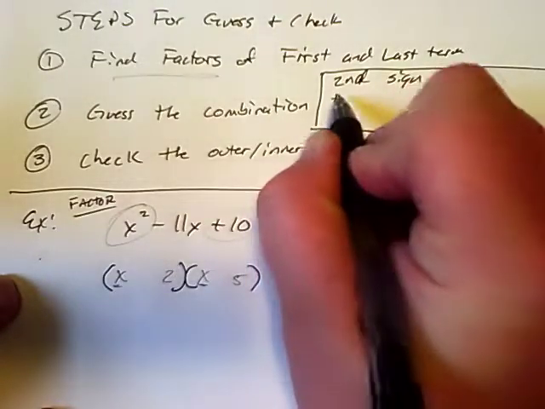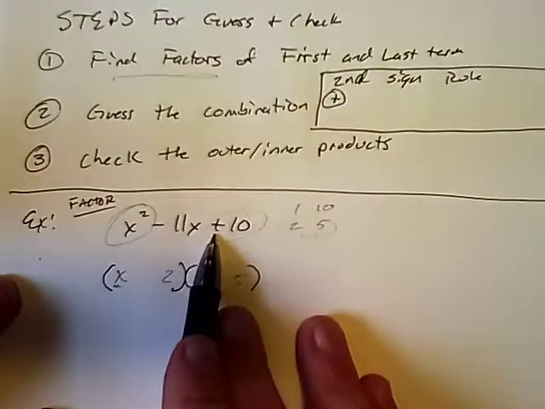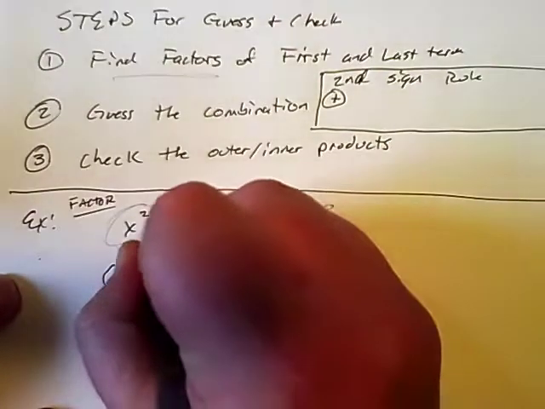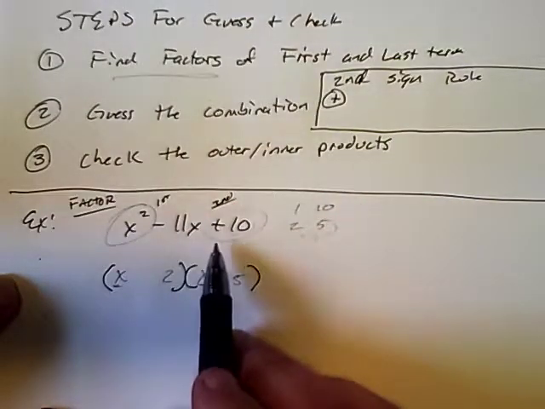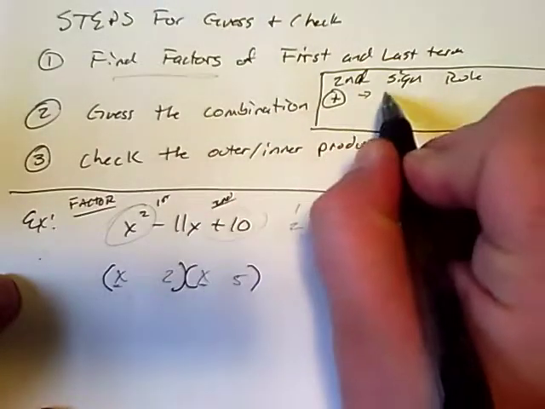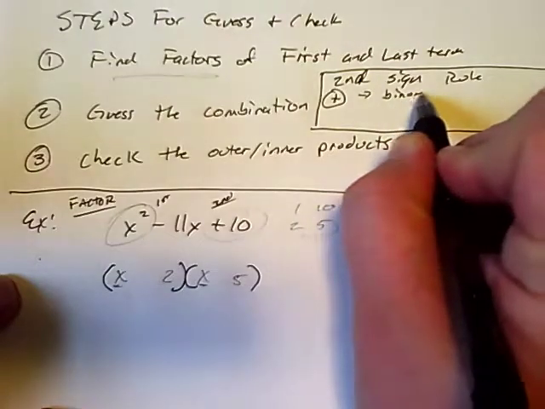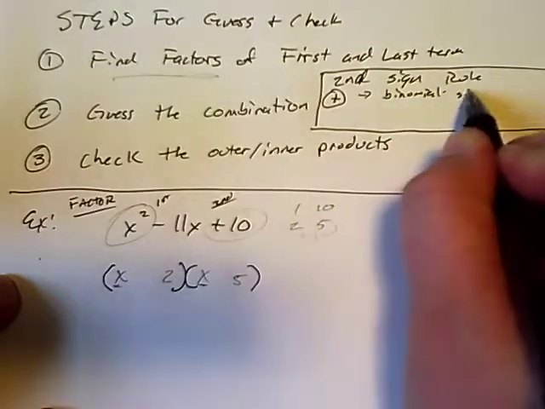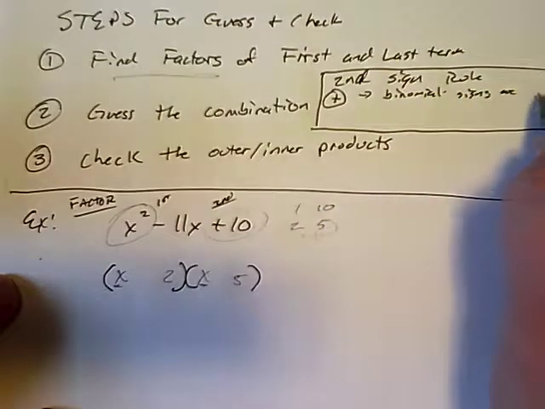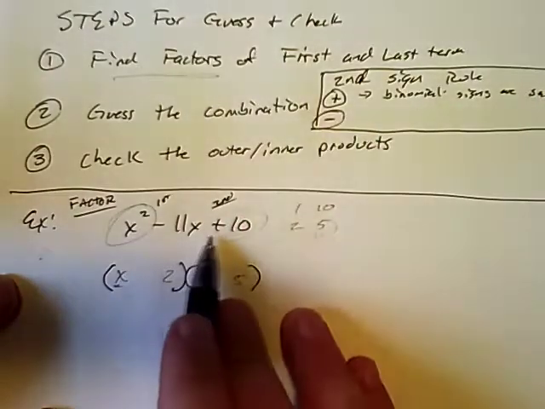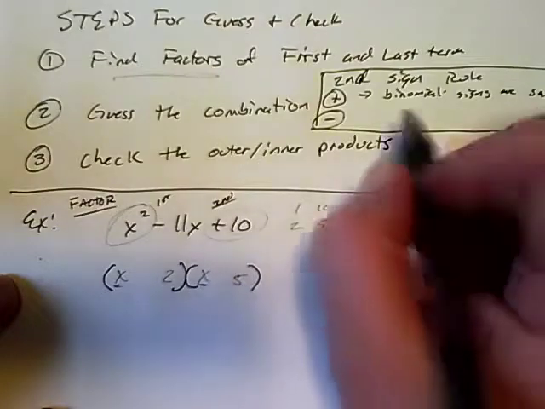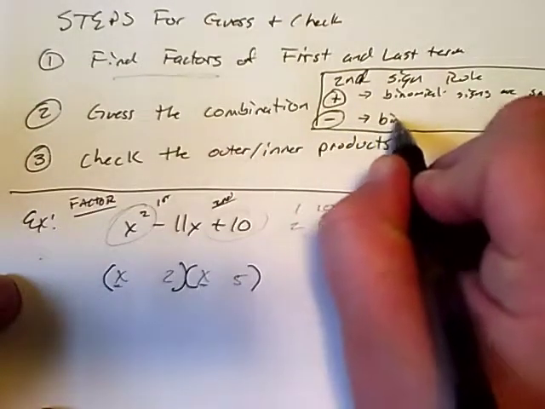If the second sign is a positive, and I'm talking about this sign right here. Here's the first sign, and here's the second sign. So the second sign in this one is a positive. Then that means that the signs of my binomials are the same. If the second sign is a negative, if this were a negative, then my binomial signs would be different.